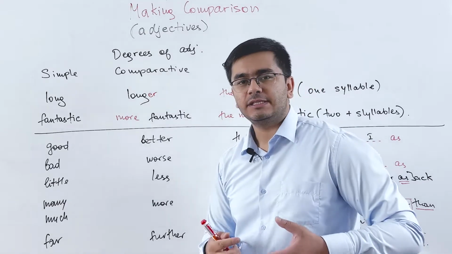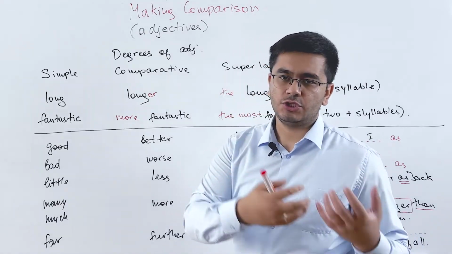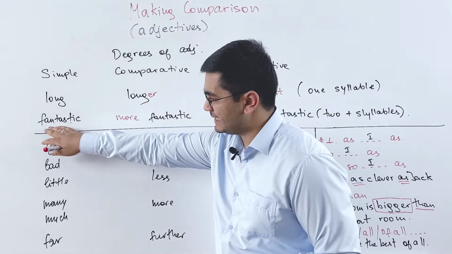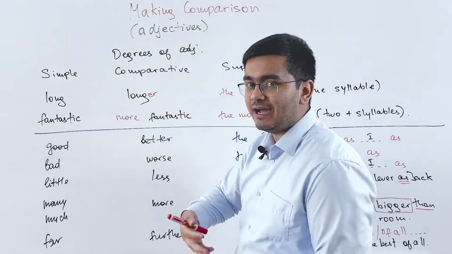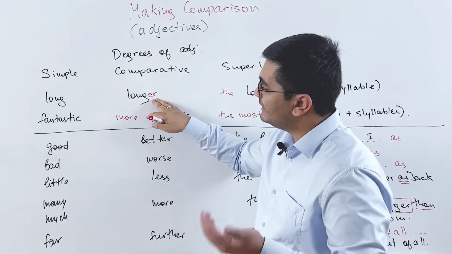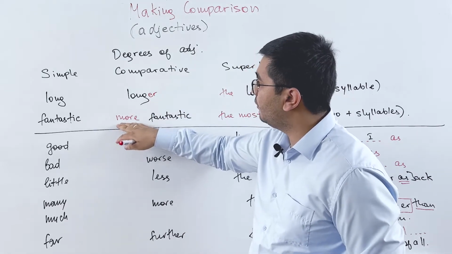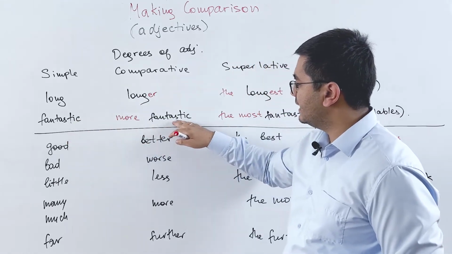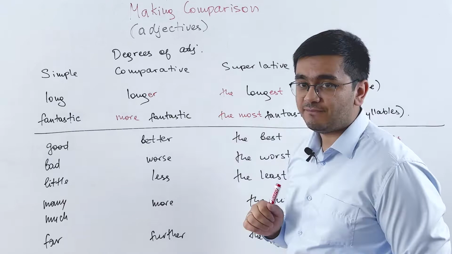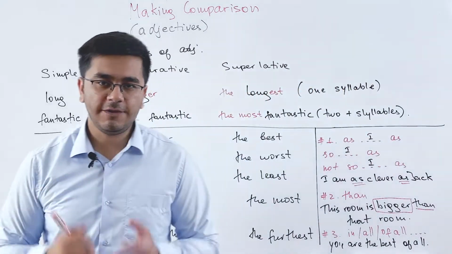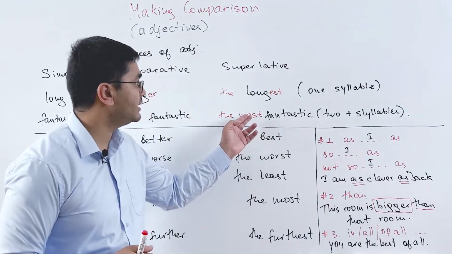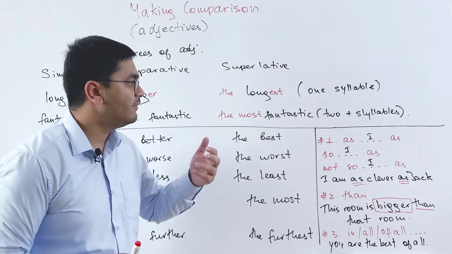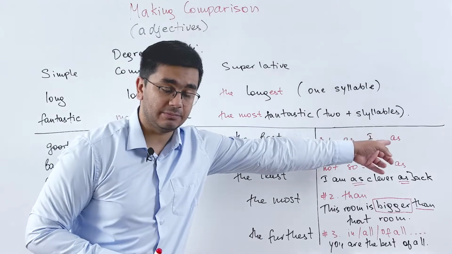What about if it's more than one, like 2 or 3 syllables? For example, fantastic. In that time, we cannot add ER. We cannot add this one. In that time, we just add more for the comparative adjective. For example, fantastic, more fantastic, and the most fantastic. If you pay attention to the most, we just put it for the superlative adjective. For the comparative, we just put more for 2 or more than 2 syllables.